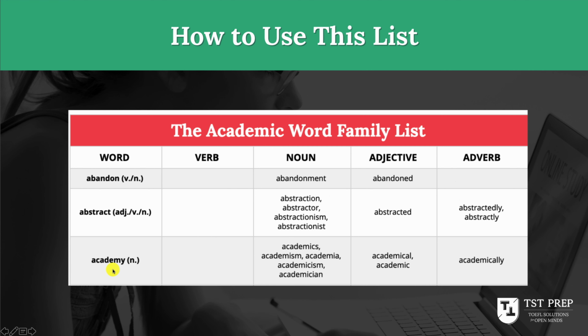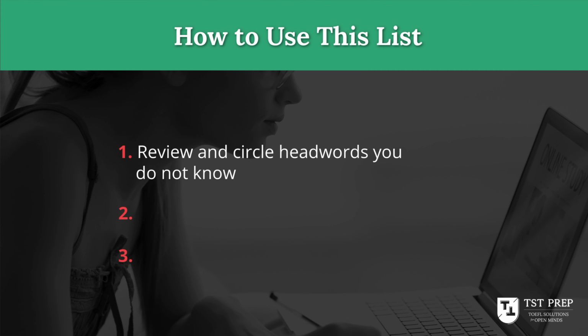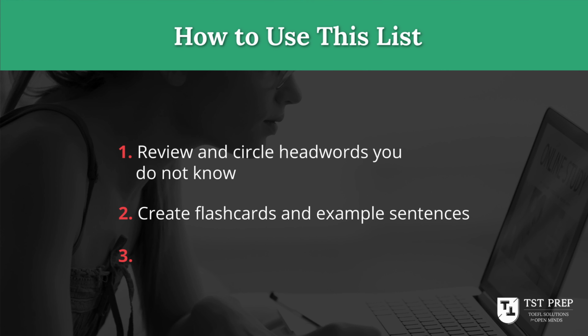Okay, and then academy, oh yeah, I think I know academy, and so on. So go through this list and see the words that you know pretty well and the words that you're still not sure about, you're still not sure how to use. And after you do that, the next step is to create flashcards and example sentences.